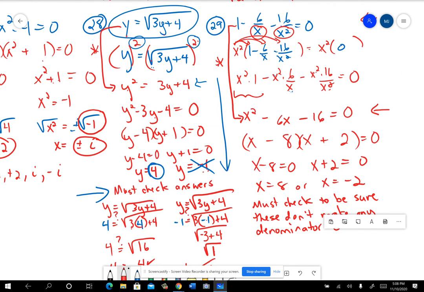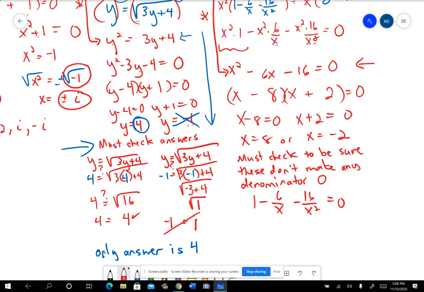So when you look at this, 1 minus 6 over x minus 16 over x squared, the only thing that would make the denominator 0 would be a 0. It would be a 0 itself. So basically, I know that as long as my x is not 0, these should be the solutions. They should work if I did all my factoring and arithmetic correct. So I'm not really checking whether I did my factoring correct.